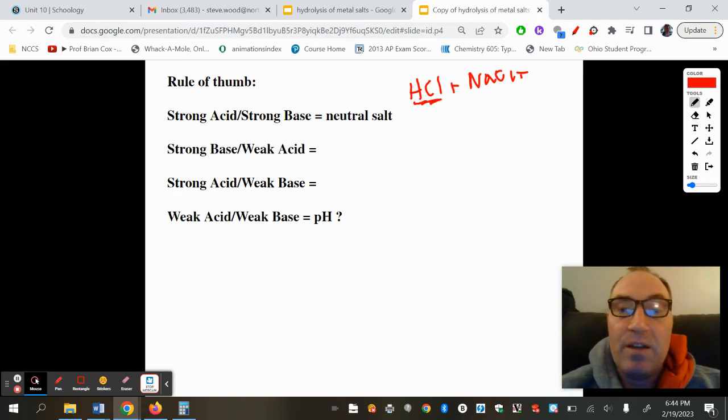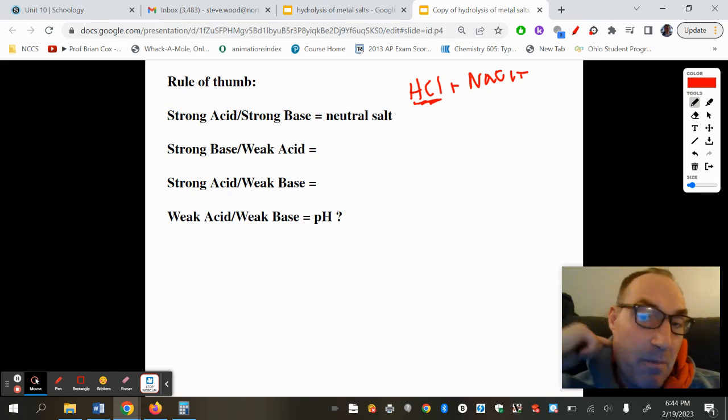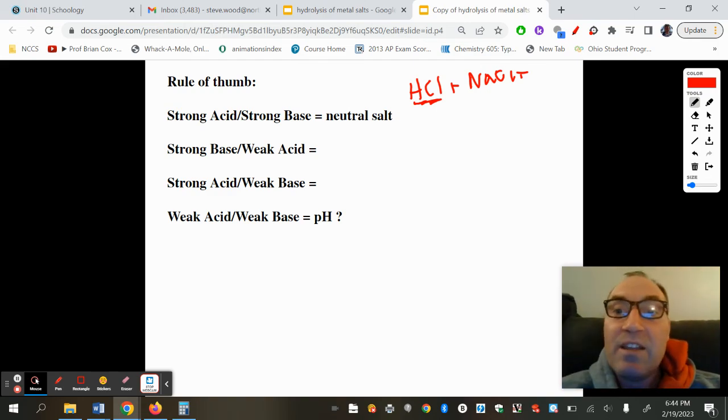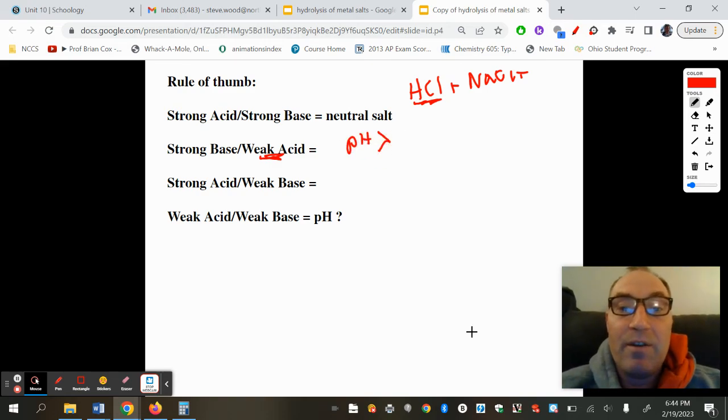This doesn't do anything because Cl is the conjugate base of a super strong acid, and same with Na+. So what happens is no pH change, okay? But if you have a strong base and a weak acid, what happens is this has a relatively strong conjugate base, so the pH would be greater than 7.